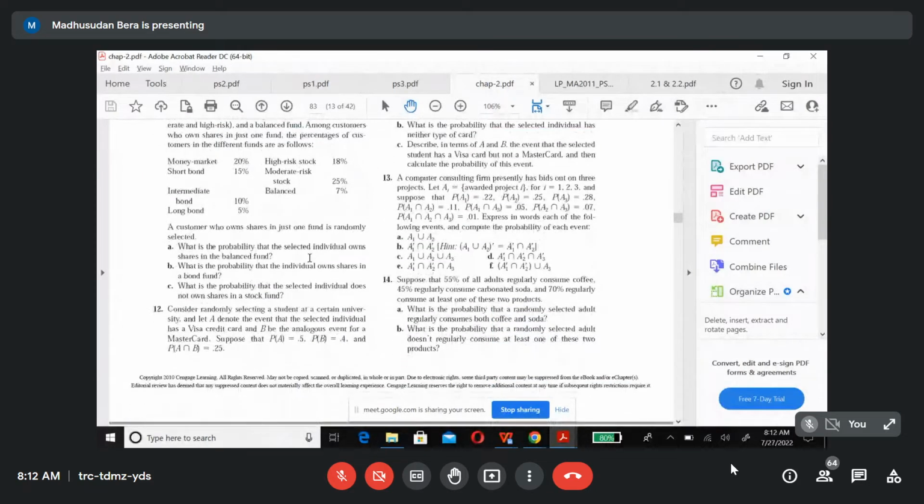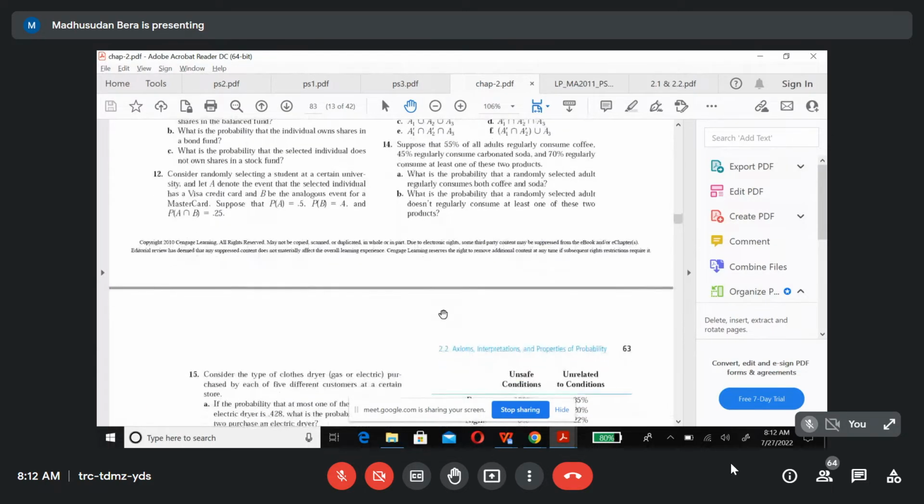13. A computer consulting firm presently has. Before going to that, suppose we will do 14 first.